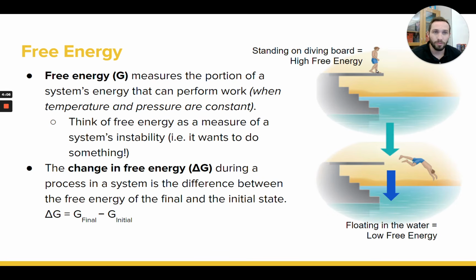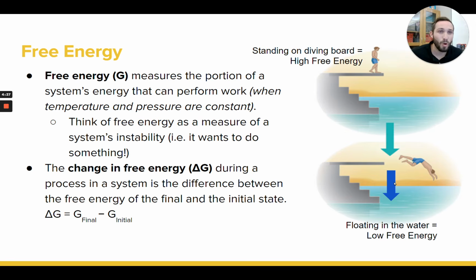We kind of went through this example in the last video. But if you're standing high up on a diving board on planet Earth where there's gravity, that is very unstable. Sooner or later, you keep watching this guy, he's going to move. He's going to fall. He's going to go down. Something's going to happen to him. He has a lot of free energy right now because of his position in our gravitational field. So that would be an example of something with high free energy.